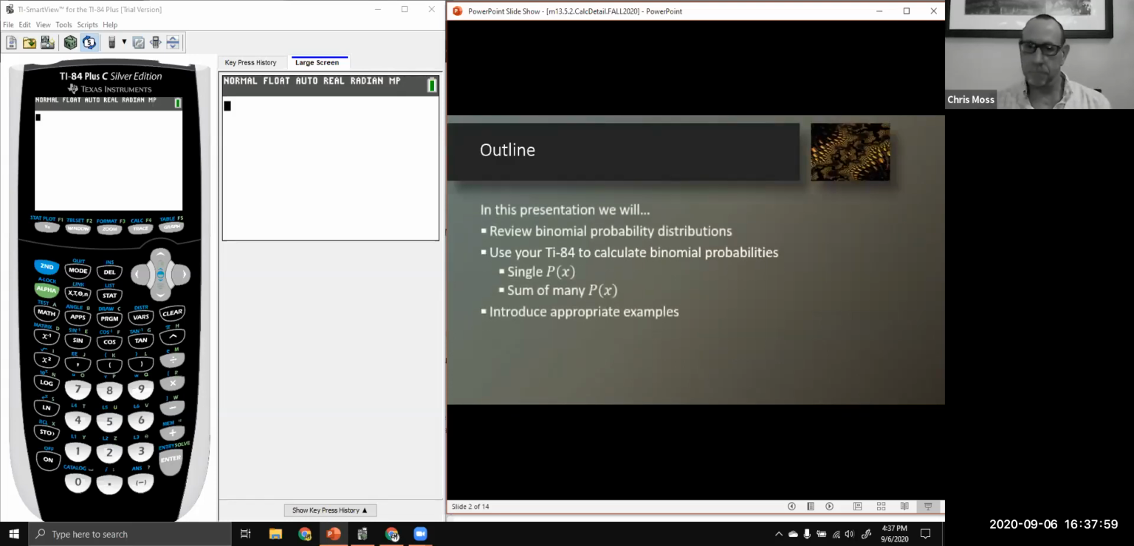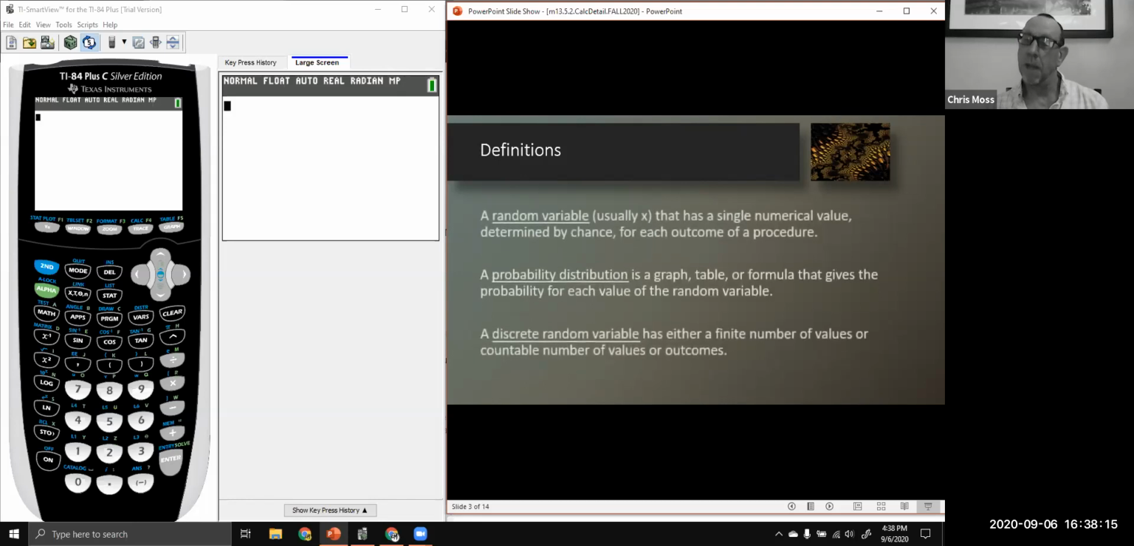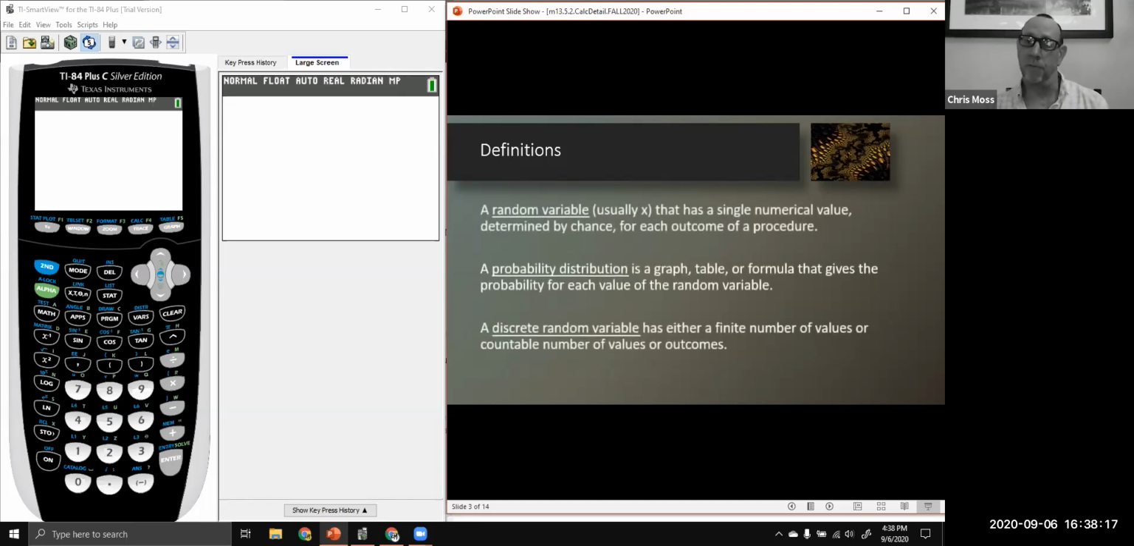Outline. In this presentation, we're going to review the basics of a binomial distribution, and I'll hit the definitions. Then we're going to use your calculator to calculate a single P of x and then a sum of many. We have a number of examples to make this happen. I'll start with the definition of a random variable.